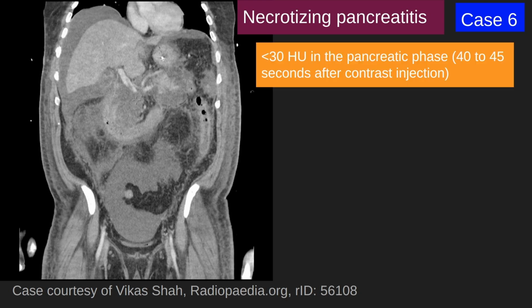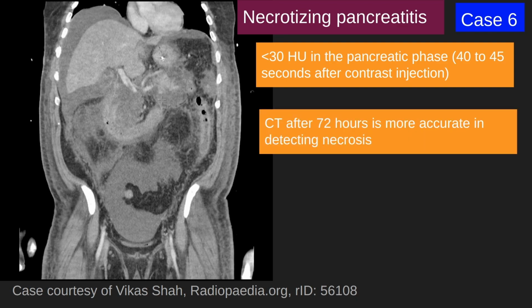Sometimes diagnosis on immediate presentation is difficult because diffuse edema reduces the attenuation of the pancreas. Oftentimes, a follow-up exam at 72 hours is considered to be more sensitive and more accurate in diagnosing necrotizing pancreatitis. If the post-contrast exam shows attenuation of the pancreatic parenchyma less than 30 Hounsfield units, that is suggestive of necrotizing pancreatitis. That means that the pancreas is not enhancing with IV contrast.